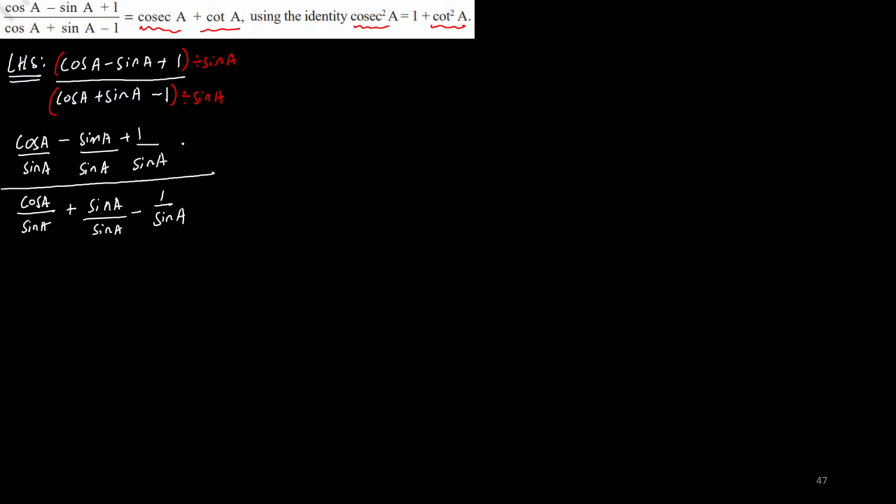Okay, now let us see what is going to happen in the next step. Cos a by sin a is cot a. I can write cos a by sin a as cot a. This is cot a. Clear?